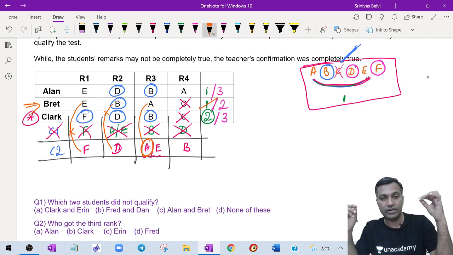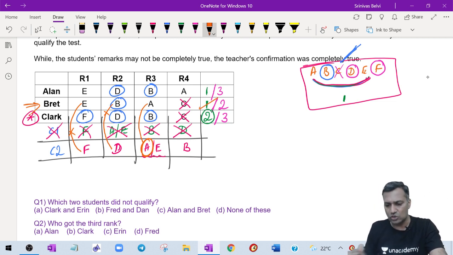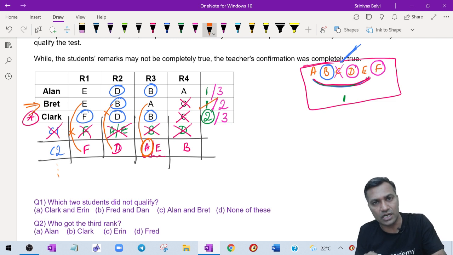Therefore, there is a provision for A and E. Now, you may say that, sir, it can be E also, right? If you think that it can be E also, then where is the case? Then how do you close this particular puzzle?